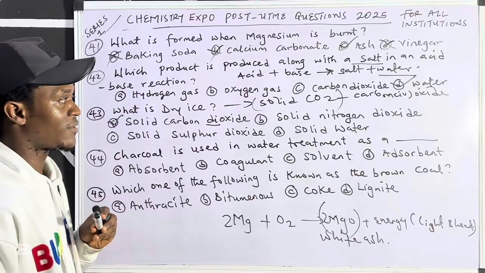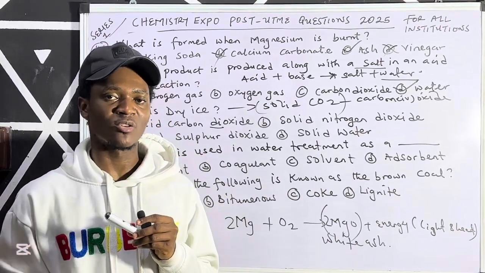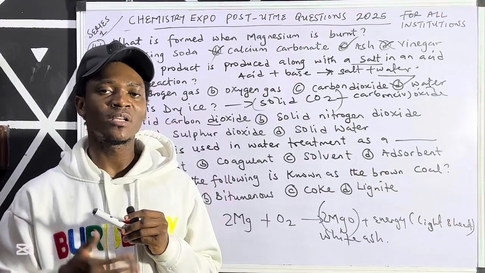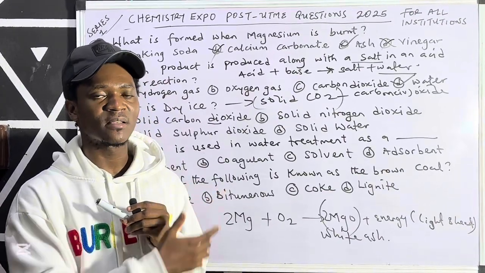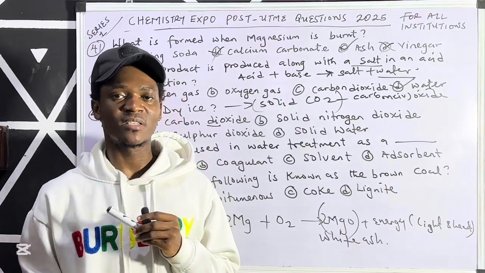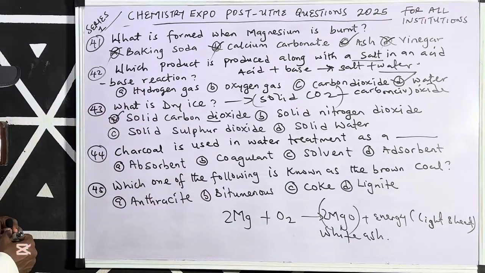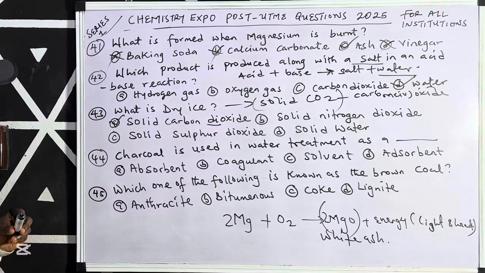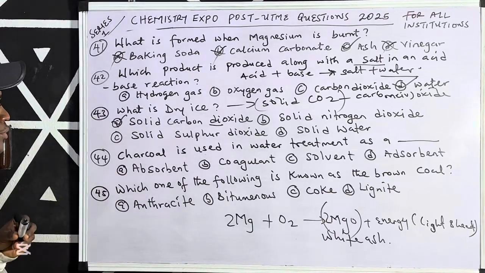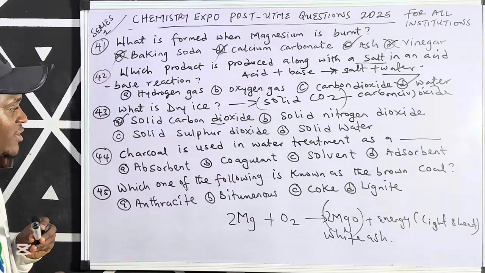And as a matter of fact, if you have read separation techniques for mixtures under sublimation, now examples of solids that sublime include dry ice, which happens to be this. Of course, we have others like ammonium chloride, naphthalene crystals, iodine crystals, and this guy. All right. So let's see the next question. Question 44. Charcoal is used in water treatment as a dash.